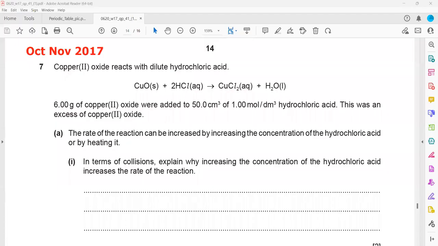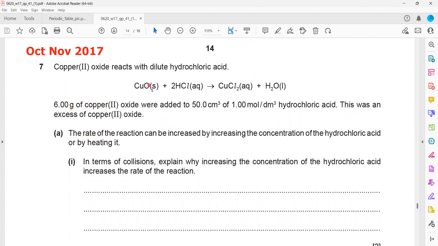So this one is October, November 2017. The second part is related to the moles, and we'll do the moles part. We have 6 grams of copper 2 oxide that was added to 50 cm cube of 1 mole per dm cube hydrochloric acid. This was an excess of copper 2 oxide. Like we have more than enough copper 2 oxide.